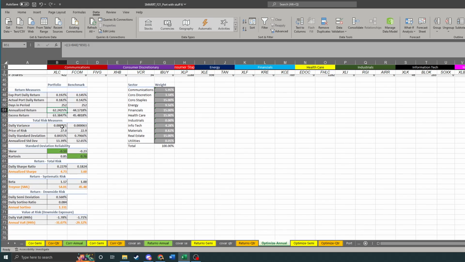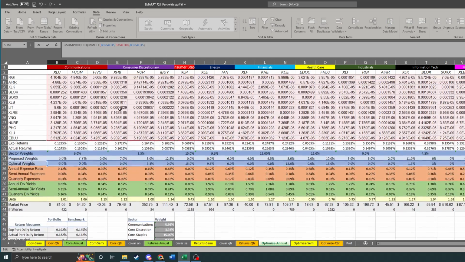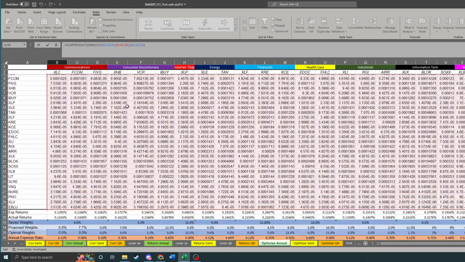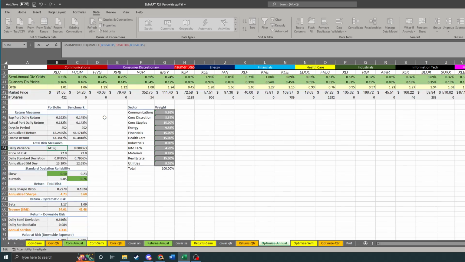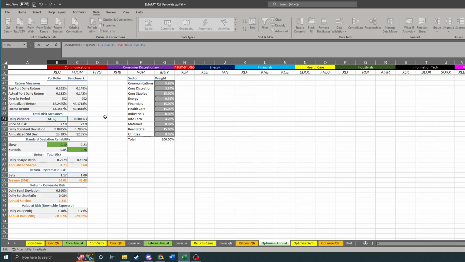Then for the risk measures, we have daily variance, which is the sum product multiple. I don't know what this does, but I think it's just assessing the portfolio's variance. Then you use that to price risk, which is just the return divided by the daily variance.